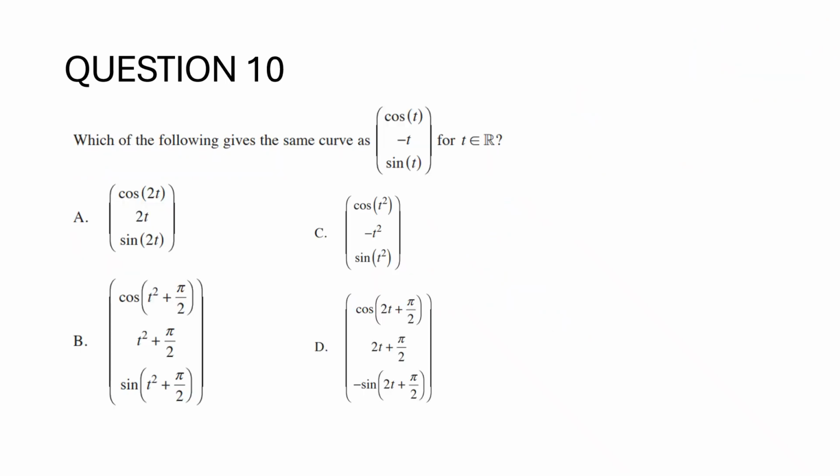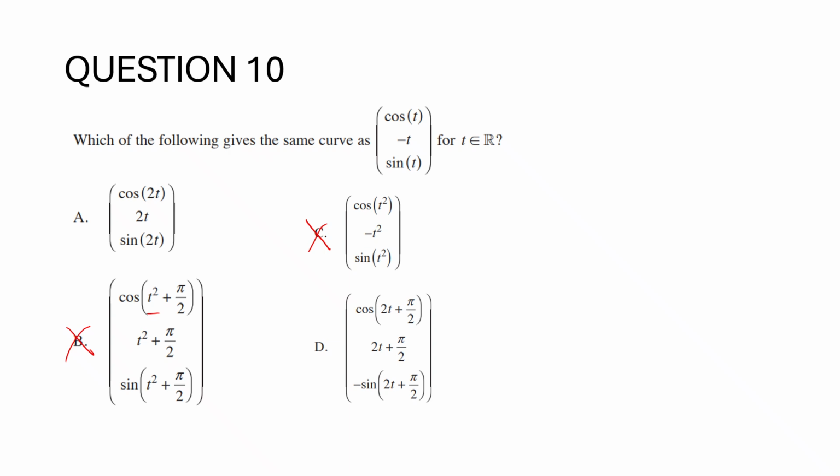Question 10. Which of the following gives the same curve as cos t, negative t, and sine t? Now, I'm hoping that you can see that we can immediately cross out B and C because of the t squared, because what that does is restrict the range. If we put in a positive value for t, no worries, but if we stick in a negative value for t, we're going to get the same graph as we would for the positive. So we've lost half the graph. So it's not B or C.